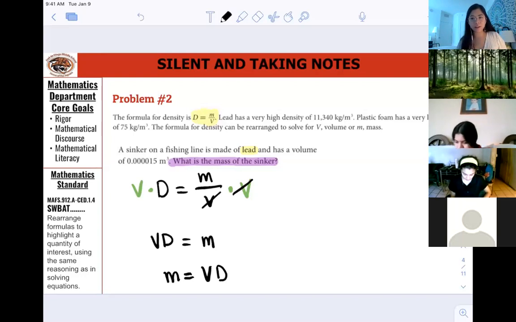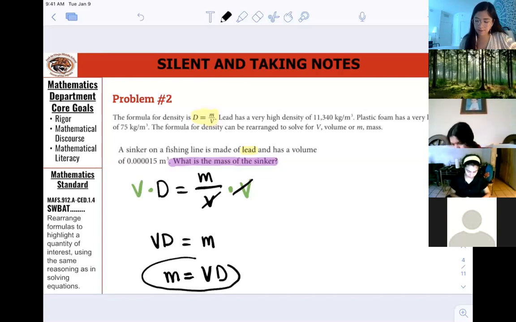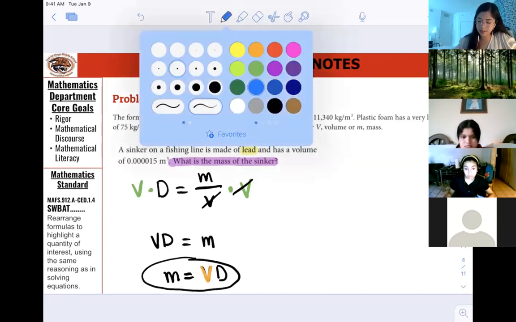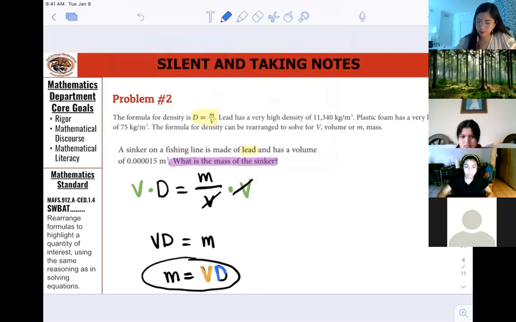With me so far? Questions so far? Nope. Awesome. So now I have the formula. Now that I have the formula in the correct order, I can plug in my numbers to get an answer. So I need to plug in a number for V, and I need to plug in a number for D. V stands for volume, and D stands for density. So look at the question, and who can tell me what's the volume?